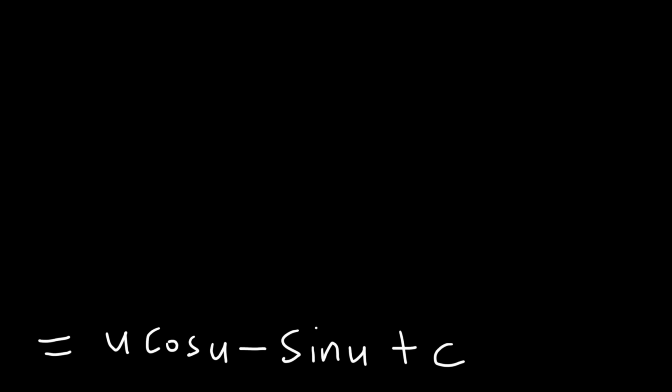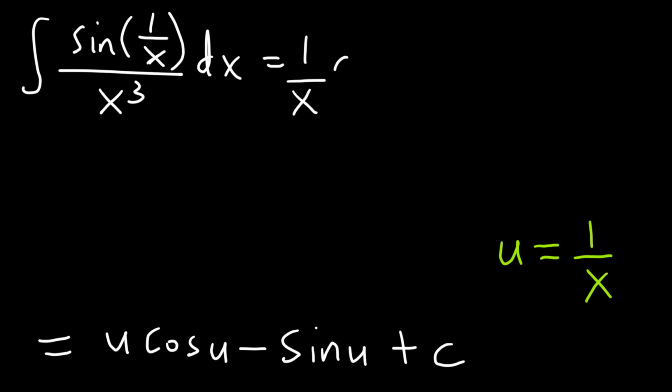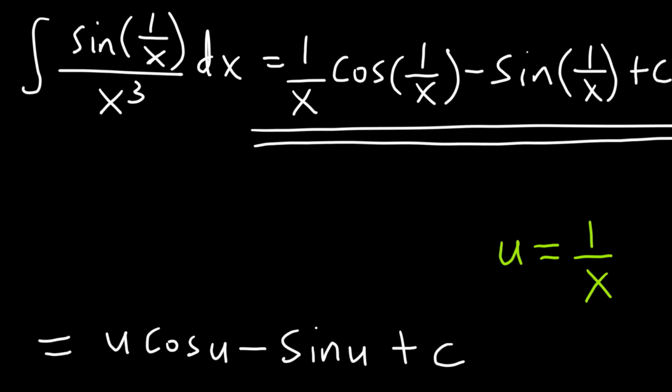And if you remember, we had set u to be equal to 1 divided by x. Therefore, the integral of sine 1 divided by x and then divided by x to the power of 3 dx will be equal to 1 divided by x times cosine 1 over x, and then minus sine 1 divided by x plus c. Therefore, that's how you can solve such an integral.